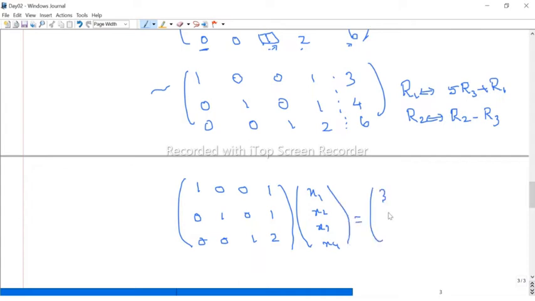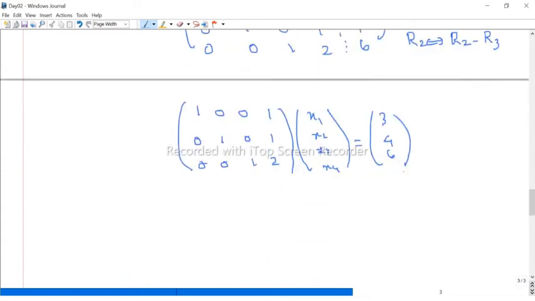[3 4 6]. Now if you multiply the first row, 1 into x1 is x1, plus 0 into x2 is 0, and finally we get just x4. So x1 plus x4 equals the first entry, 3, and the second, x2 plus x4 equals 4, and then the last one is x3 plus 2 times x4 equals 6.